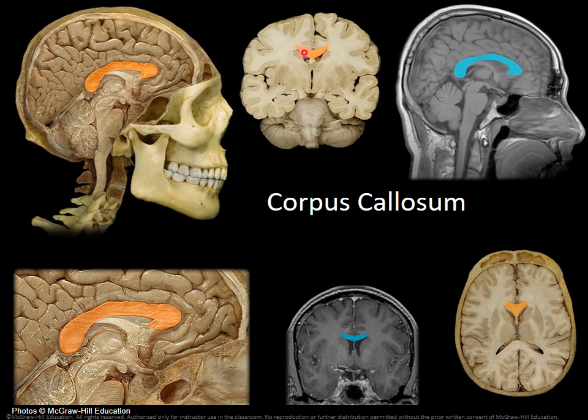The corpus callosum consists of tracts of white matter that are connecting the left hemisphere to the right hemisphere. In a sagittal section, the corpus callosum looks like a sort of comma-shaped structure connecting the two sides. Now, I referred to the corpus callosum as tracts of white matter, and I need to define a couple of things here. First, what is white matter, and second, what is a tract?